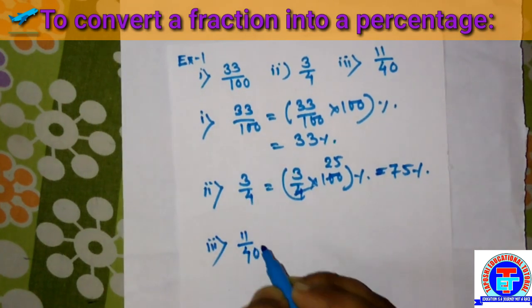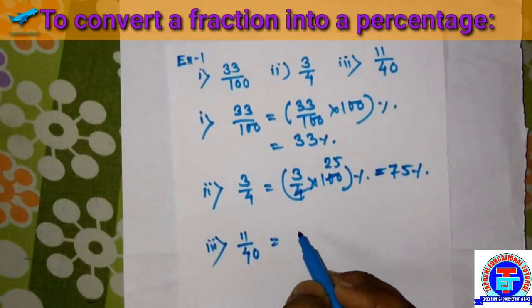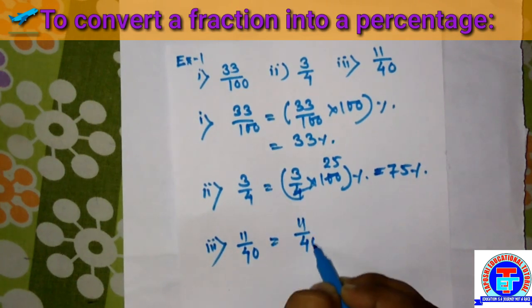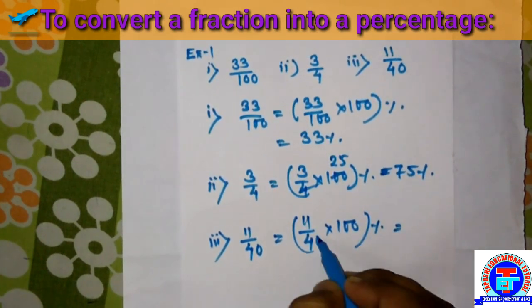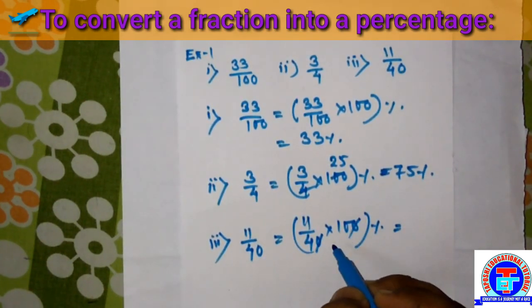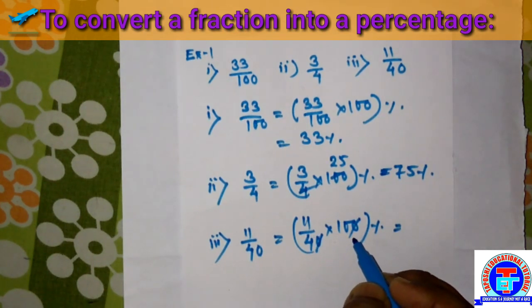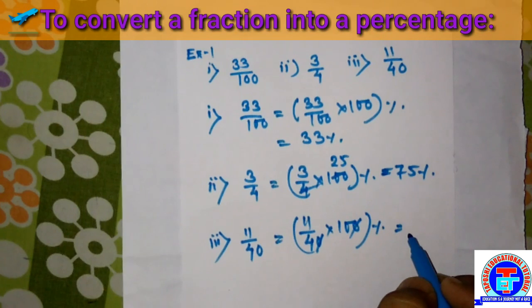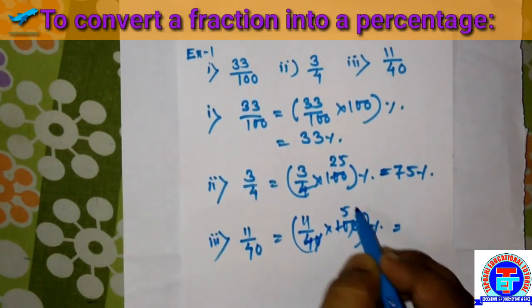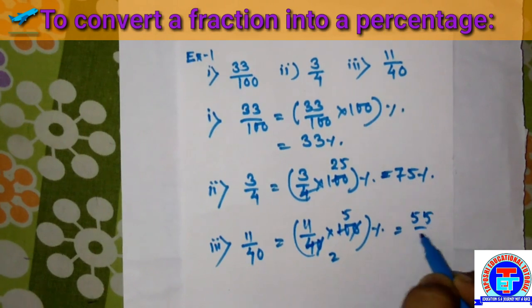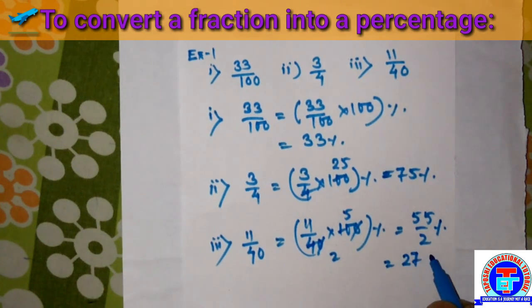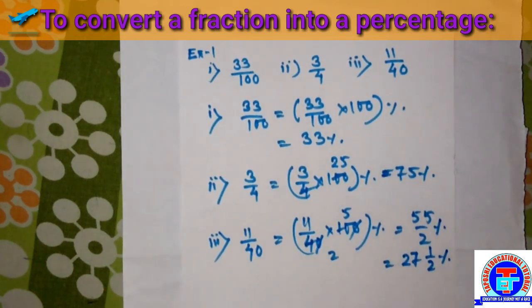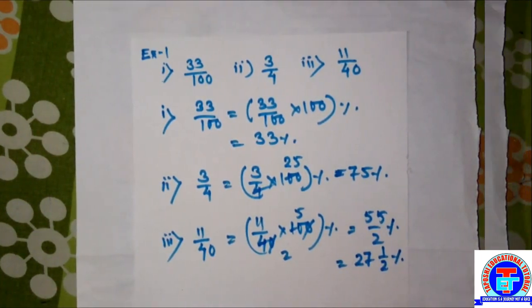Now next, third number, 11 by 40. Same way we solve this problem: 11 by 40 into 100 percent. Now this zero will cut from each other. Now this one becomes 5 and 2, so 55 by 2 percent. That means 27 and a half percent, 27 whole and half percent. Okay, I hope you understood.